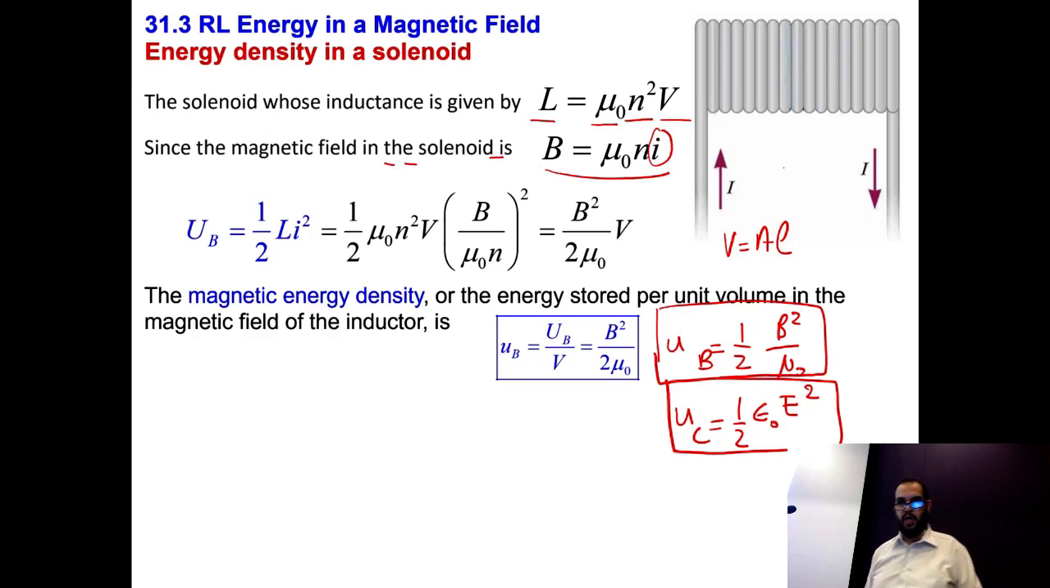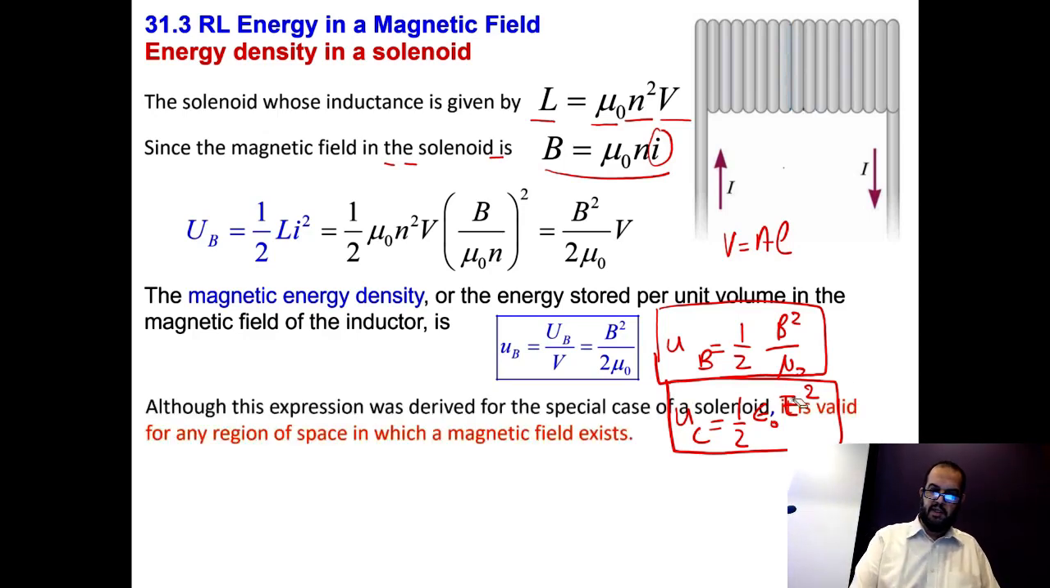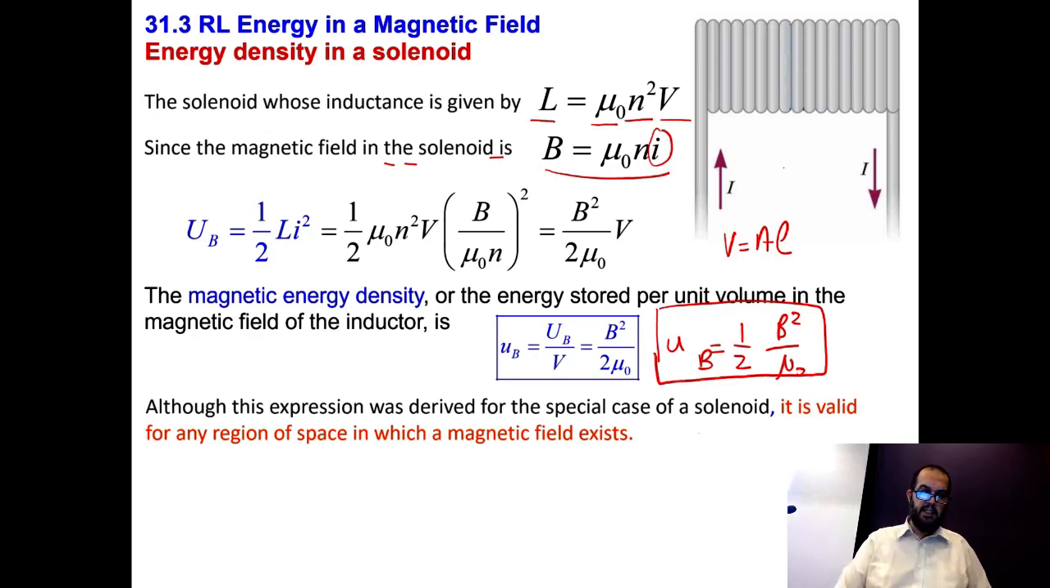Okay, so this is a very similar equation. It is 1/2 B squared divided by mu0. And this is valid not only for a solenoid, but for any magnetic field in space. So if you have an expression for a magnetic field in space and you want to determine the energy per unit volume, the energy density, you just plug in 1/2 B squared divided by mu0. This is important because although this expression was derived for the special case of a solenoid, it is valid for any region in space in which a magnetic field exists.